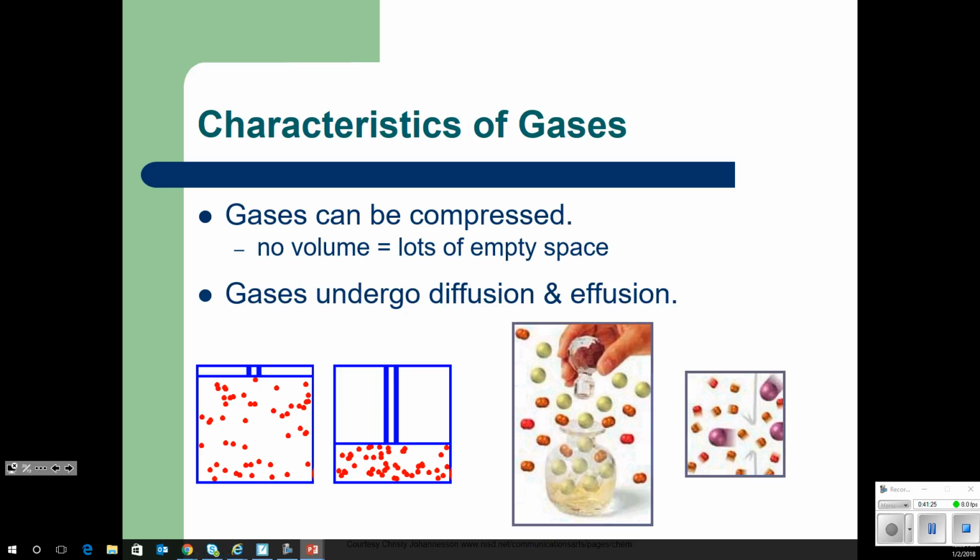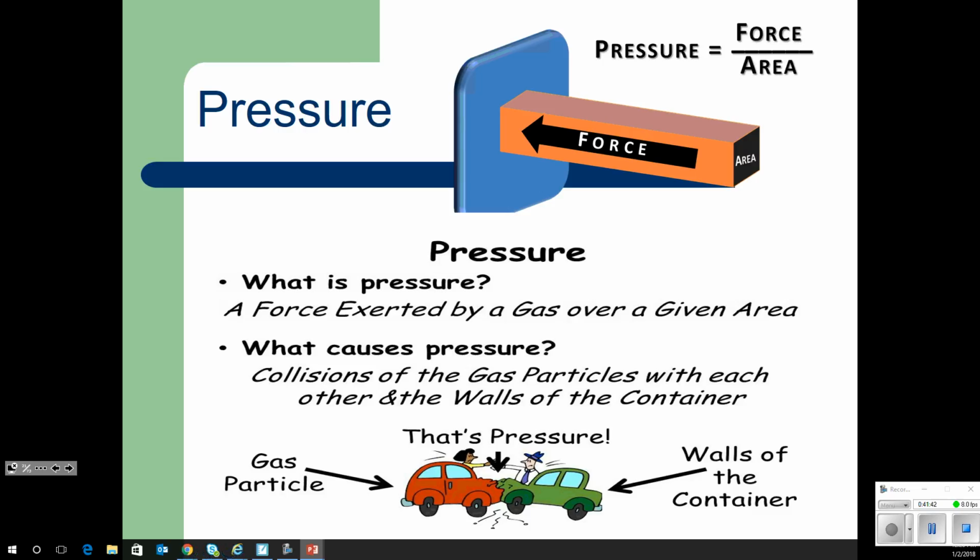Does that make sense? Okay? So we do need to know the difference between diffusion and effusion. I'm going to get back to your notes here in just a sec. But those are two things you do need to know the difference of. Okay? And they do that because of the random, random straight line motion.